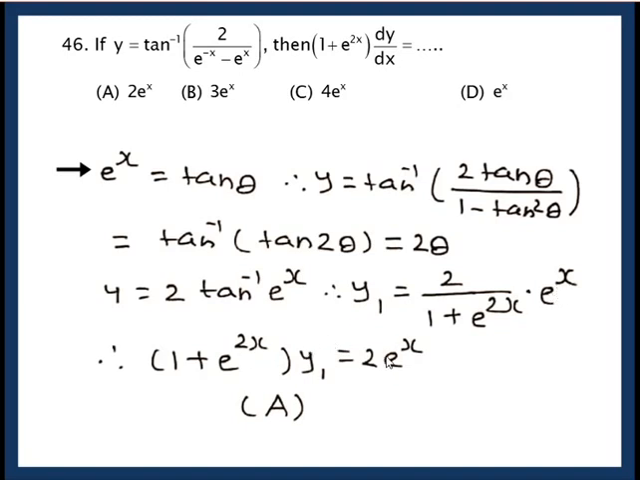Rearrange the terms to get this. We are asked to find the value of this. Y1 is nothing but dy dx. So it comes out to be twice e raised to x, which is given in option A.